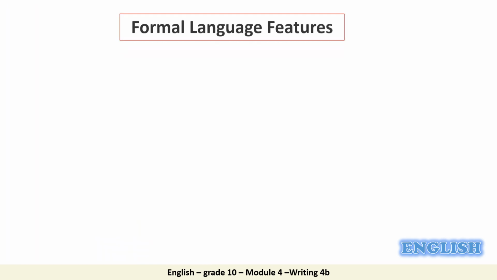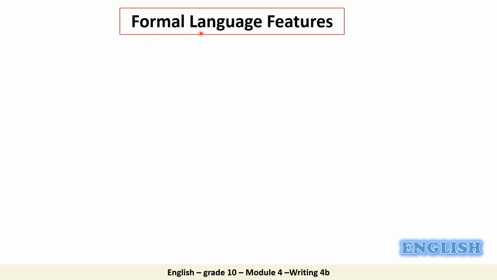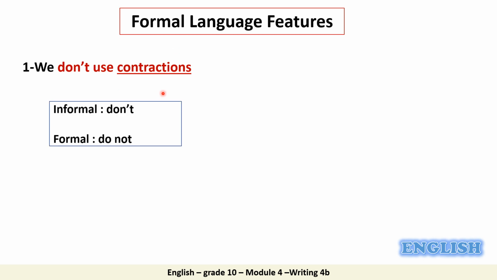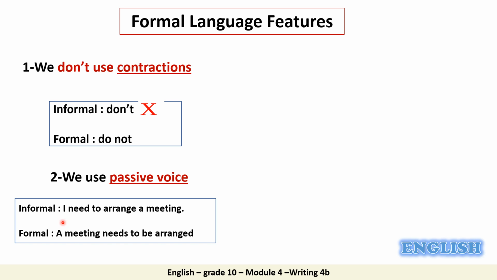There are many ways to express formal language features. Let's begin with the first one. We do not use contractions. Contractions are abbreviations. For example, we cannot say don't. We need to say do not. We cannot abbreviate or make a shortcut for the expression. The next one is we use passive voice. We do not refer to ourselves, meaning I cannot say I need to arrange a meeting. I need to say a meeting needs to be arranged.